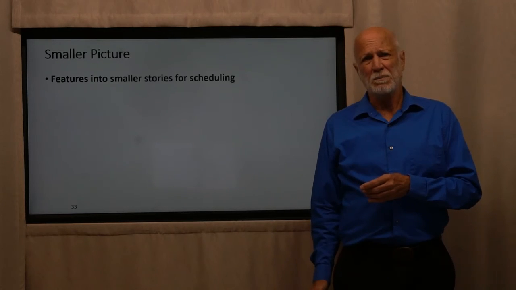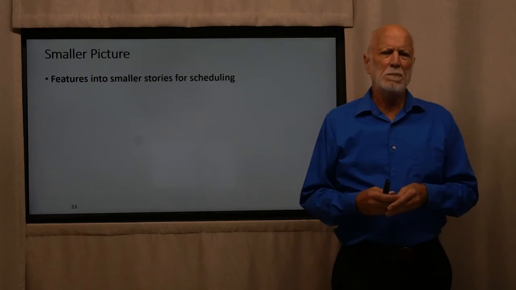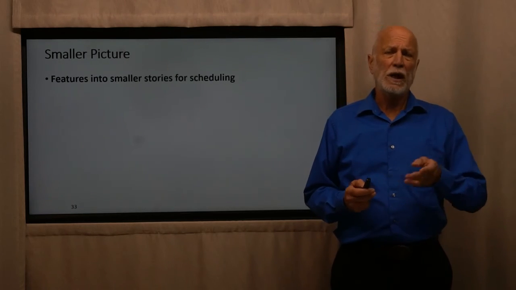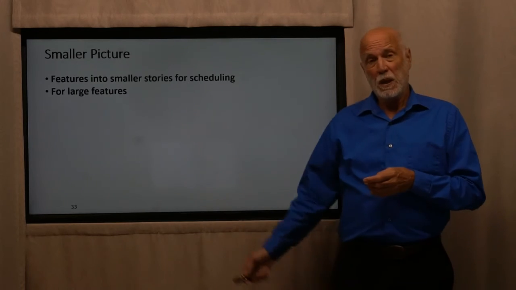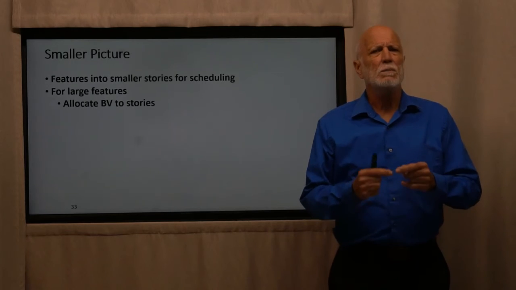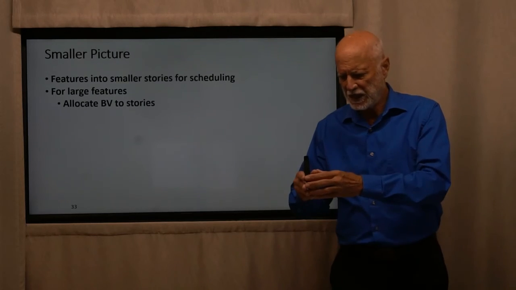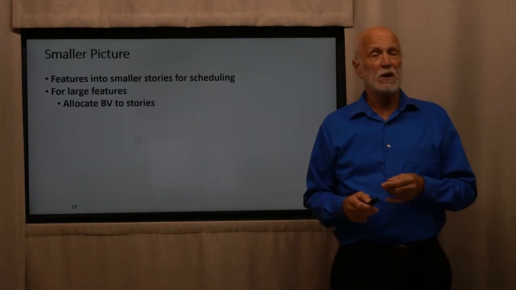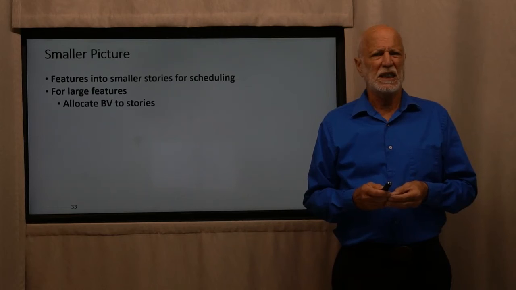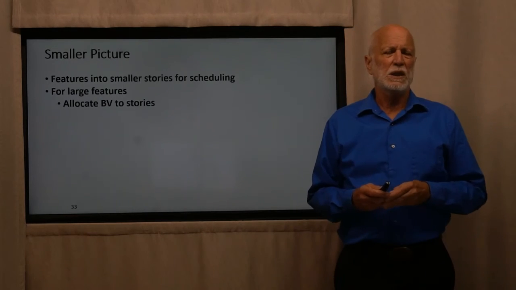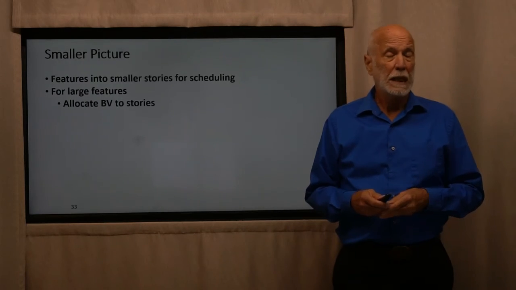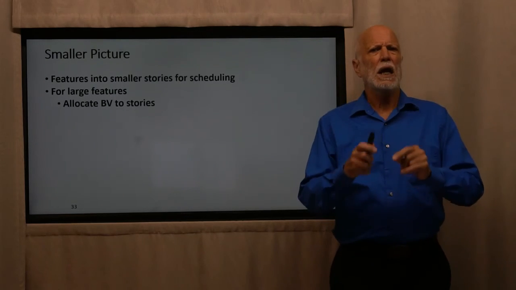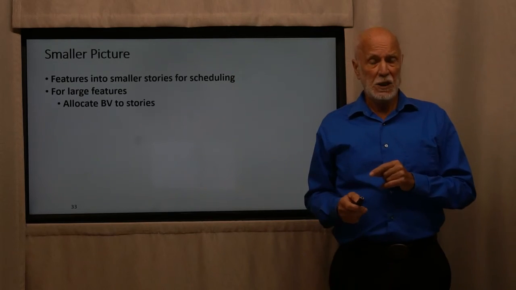Now, what about the smaller picture? What you typically do is break a feature into smaller stories for scheduling. You just don't put one feature up on your iteration or sprint backlog. But a large feature, if it takes more than an iteration, you wouldn't show any business value increase during that first iteration. So what you can do is allocate your business value to stories. Just a simple allocation scheme. You got 100 stories, you got 100 points of business value, 1 point of business value per story. You don't really achieve the business value until the MMF is out there, but this allows you to have a graph that shows you're continually progressing toward that.